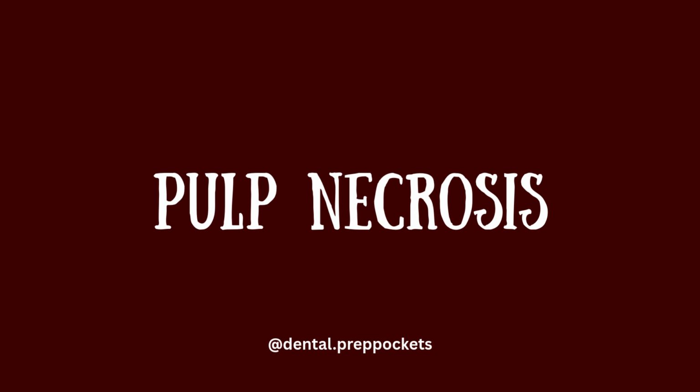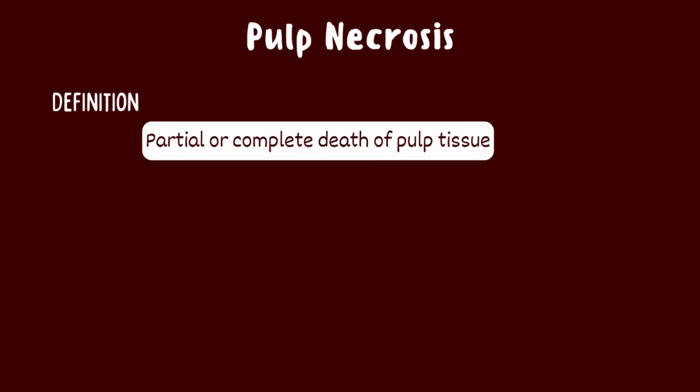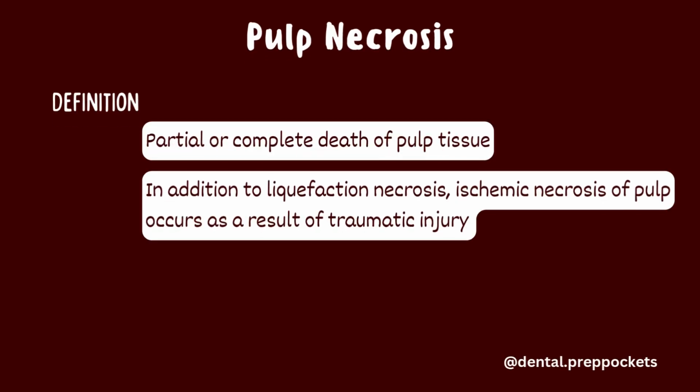Irreversible pulpitis, when left untreated, results in pulp necrosis. Pulp necrosis is the complete or partial death of pulp tissue. The pulp is encased in rigid walls, it has no collateral blood circulation, and its venules and lymphatics collapse under increased tissue pressure. Therefore, irreversible pulpitis leads to liquefaction necrosis.